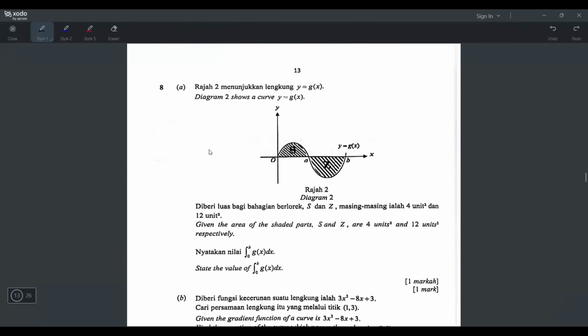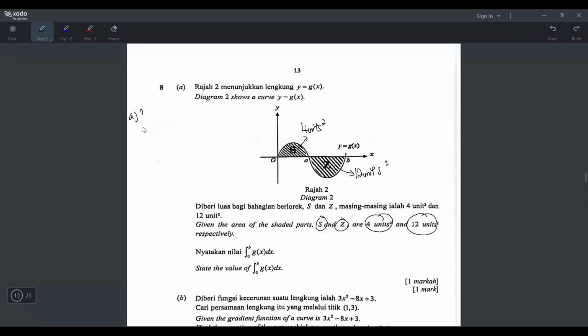Okay, let's do number 8. So 8A, diagram 2 shows a curve y equals g(x). So this is the curve. Now it says, given the area of shaded part S and Z are 4 unit square and 12 unit square. So where is S? This one. So this one is 4 unit square, the area of the shaded region. And then this one is 12 unit square, right? And then they say state the value of integrate 0 to b g(x) dx.